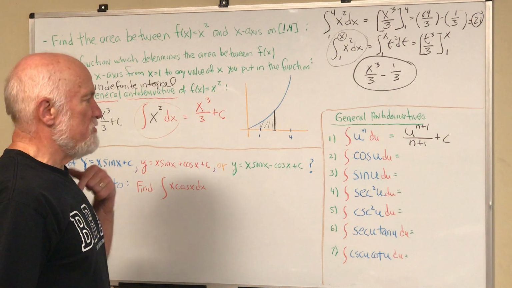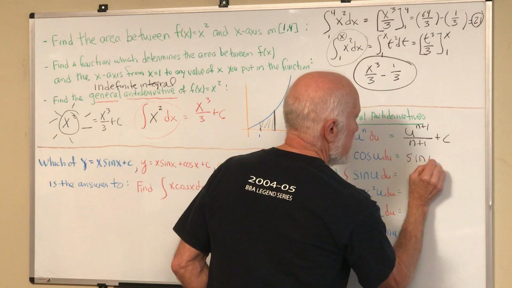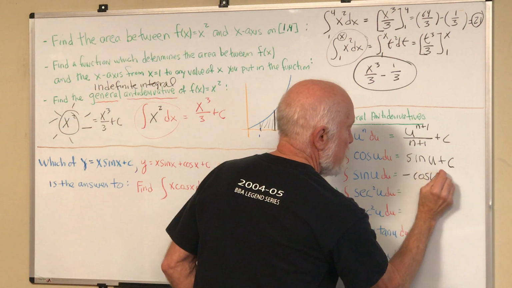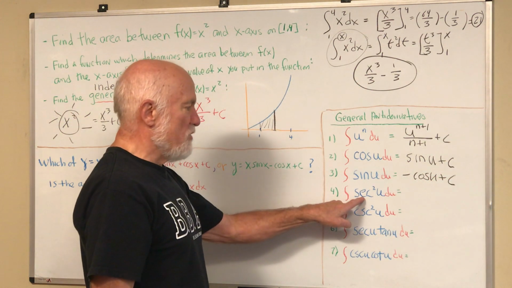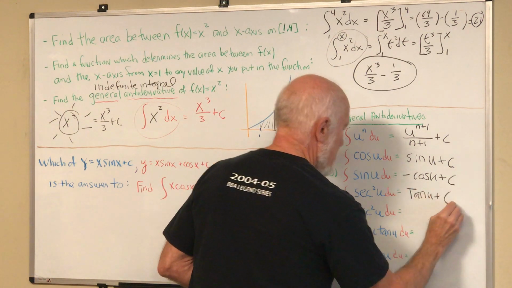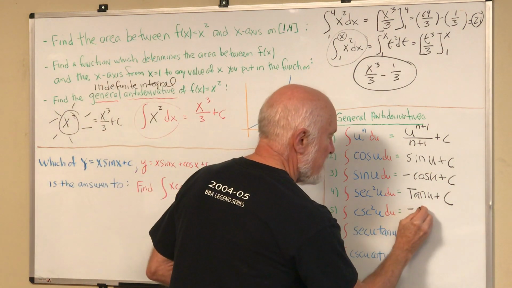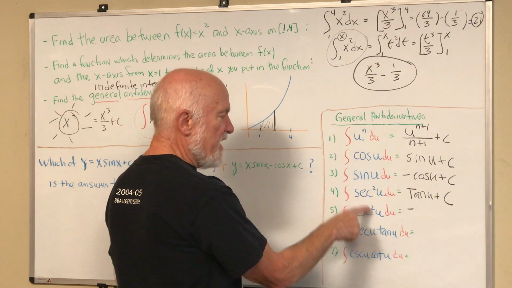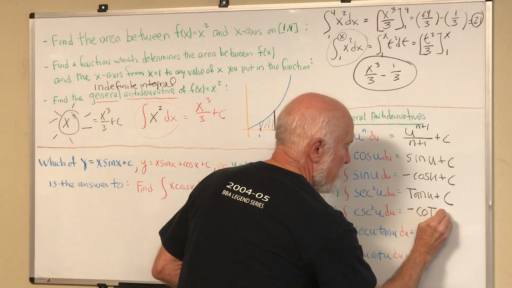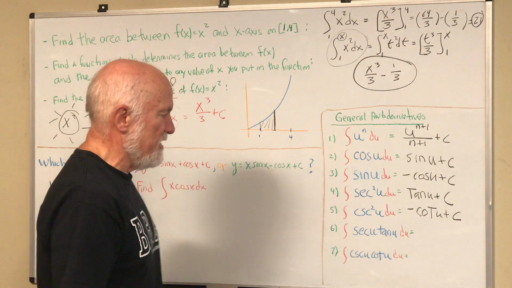And we know these other antiderivatives. The antiderivative of cosine of u is the sine of u. The antiderivative of sine of u is minus the cosine of u. The general antiderivative of secant squared is the tangent of u. Cosecant squared is just like secant, except it's minus, so it's minus cotangent. Just a way of remembering it. Mostly these are just memorization.